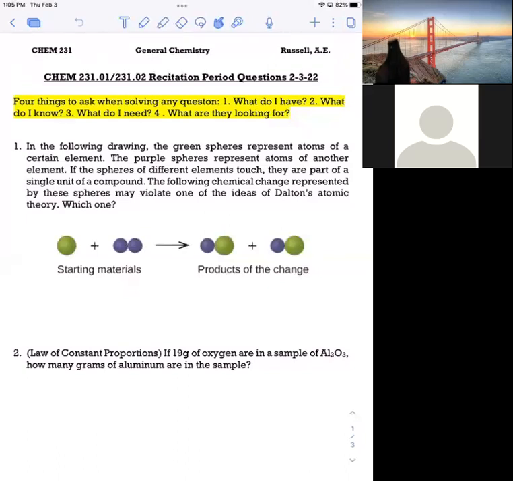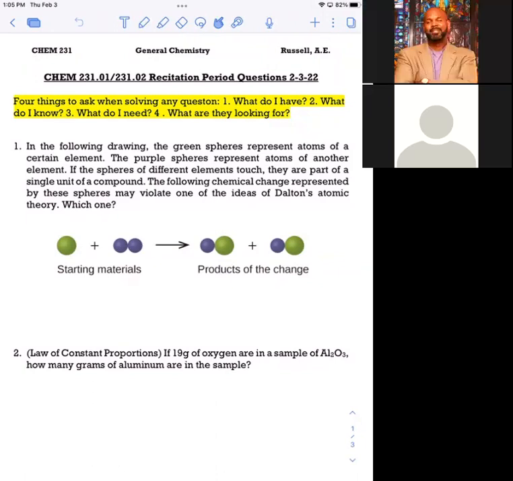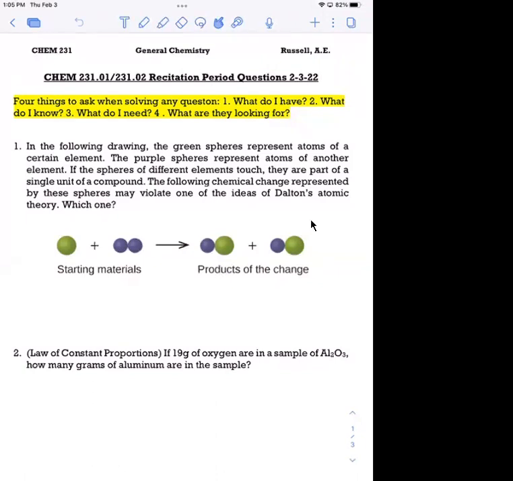Sorry about that. So it says in the following drawing, the green spheres represent atoms of a certain element. And then it also says the purple spheres represent atoms of another element. So that means that there's a reaction about to take place.